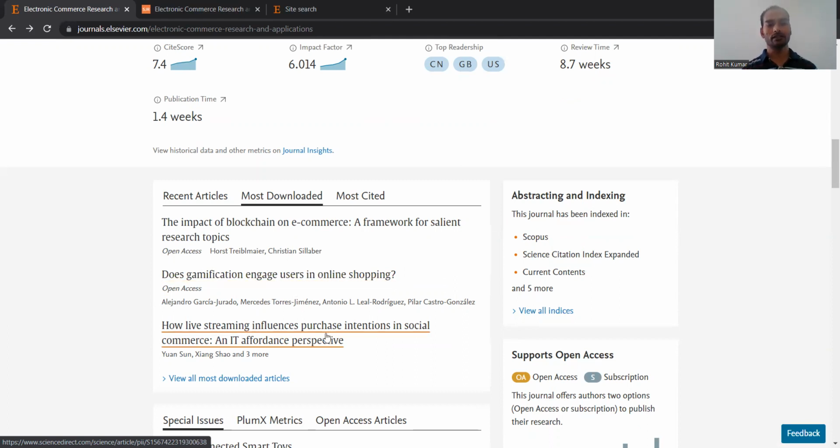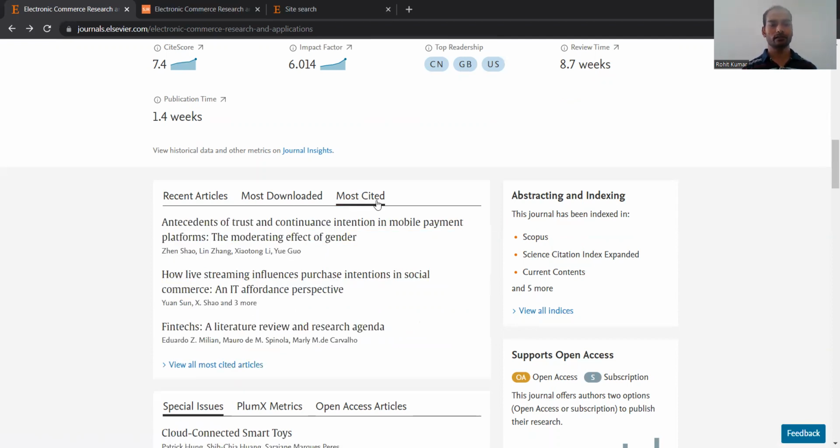Then how live streaming influences personal intentions in social commerce. Again, an impressive case study, I think. So in this way, you can discuss the most cited articles also. So you can see the trust and the continuous intention in mobile payment platforms.